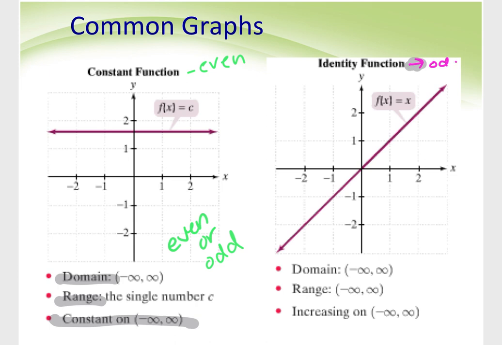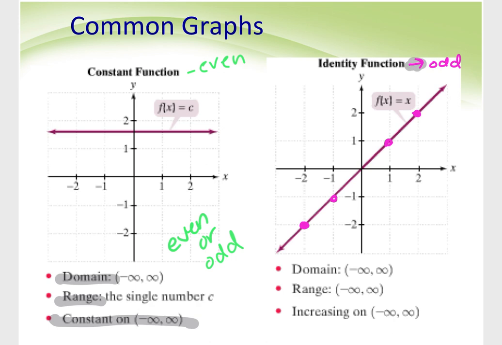Good. Everything that happens in the top right corner is folded over into the third quadrant, okay? All those values, so this is 1, 1, become the opposite sign, -1, -1. This is 2, 2, -2, -2, okay? So that one's odd. Domain is all real numbers, range is all real numbers, and it is increasing the entire way.